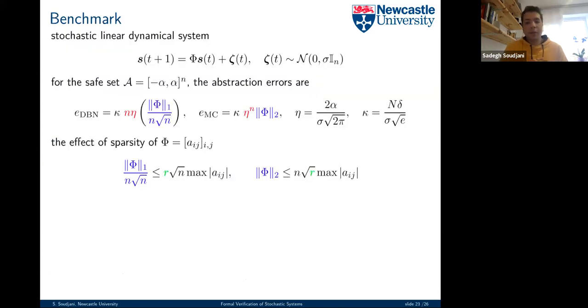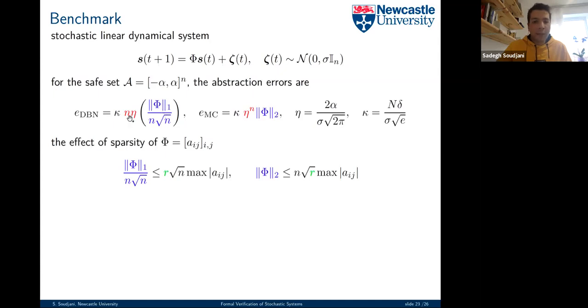Okay, so just to give you a comparison on these two techniques, the Markov chain abstraction and the DBN, I just give formulas on the error for this linear system. Suppose you have the linear system and you have a safe set in the shape of a hypercube. So this minus alpha and alpha shows the boundaries of the safe set in each dimension. And the abstraction error is bounded by these two terms.